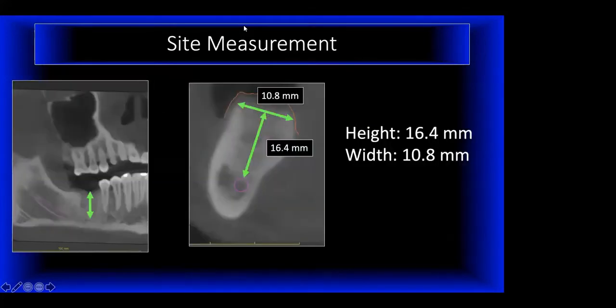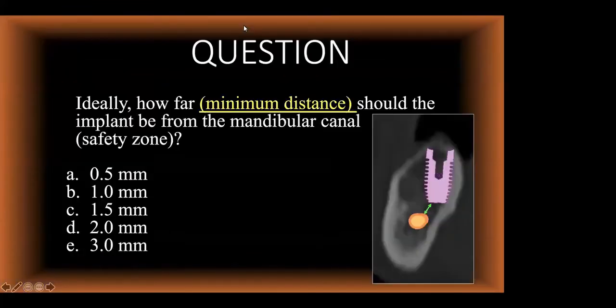The next thing we're going to do is evaluate the height and the width. So we measure it. All CBCT scans are 1:1, meaning there's really no magnification. So we have 10.8 millimeters in width and 16.4 millimeters in height. So we have a lot of bone here. This is what we call division A bone. So let's go to another question.